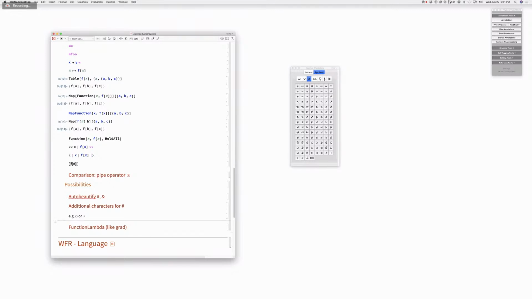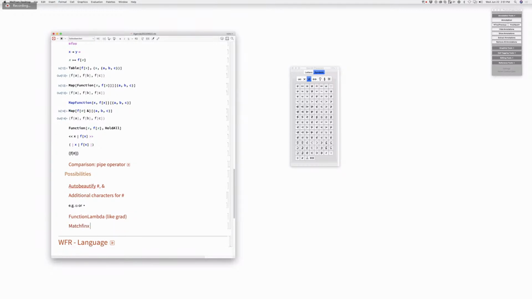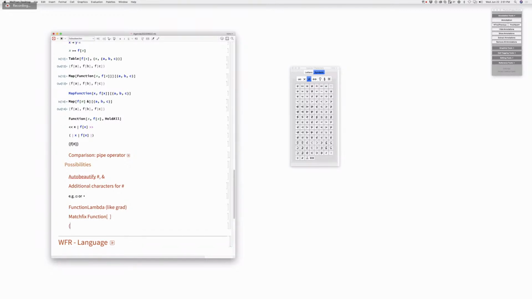Matchfix function. By the way, that might be a convenient way to deal with Nick's issue, because you might be able to do it. There's a separate issue, which is special syntax for held pure functions. Matchfix function is also worth looking at, because that would finally solve the problem forever of options and things like this. Those are all the possibilities for function, and now possibilities for operator applied.